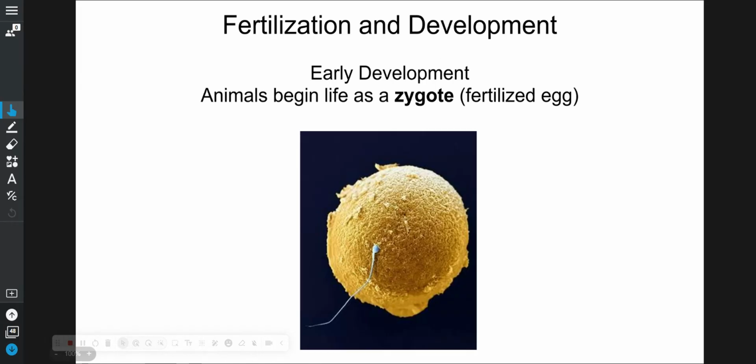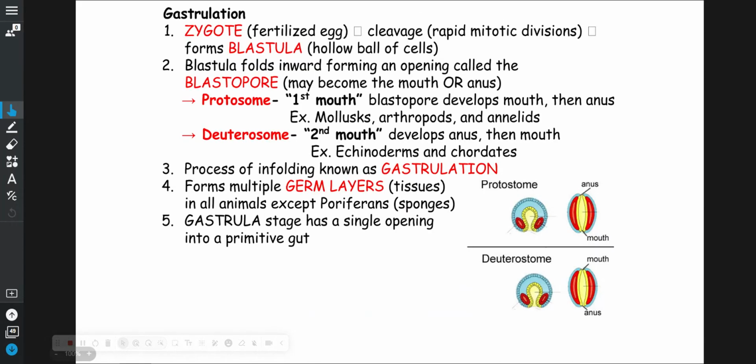And as I mentioned before, development begins in animals when a sperm meets an egg and forms a zygote or a fertilized egg, and you can see that in the picture here. As soon as that happens and that zygote forms, those cells start to cleave and divide. Okay, so you can see here, number 1, the zygote or fertilized egg is going to go through cleavage, which are just very rapid mitotic divisions, so think mitosis. So 1 cell becomes 2, 2 become 4, and so on, until you get a blastula or a hollow ball of cells. I'll give you a minute to copy that.